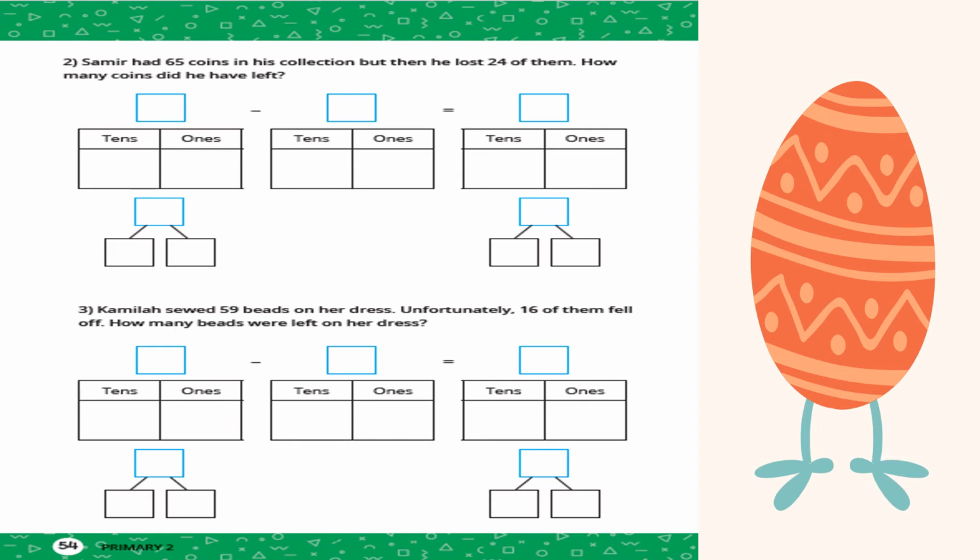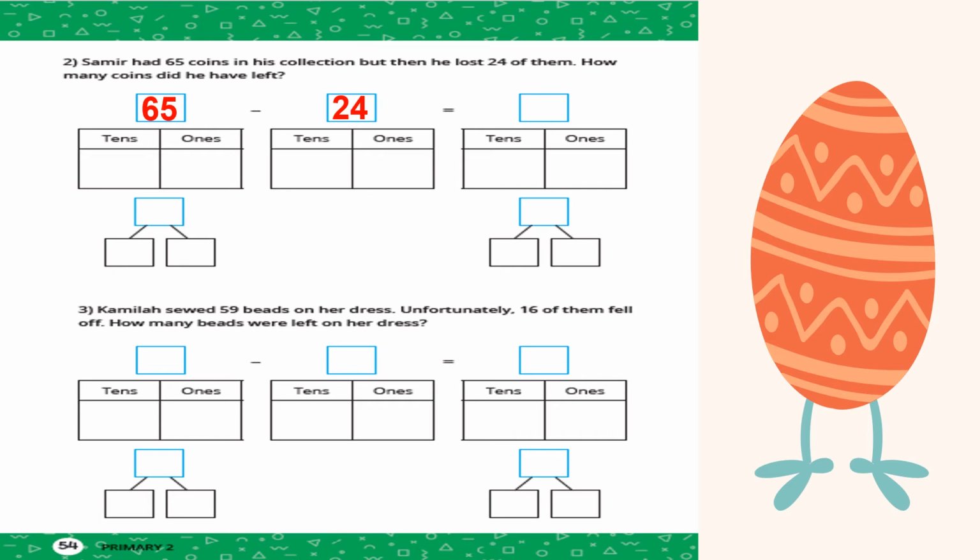Samir had 65 coins in his collection, but then he lost 24 of them. How many coins did he have left? Left is a keyword for subtraction. So 65 minus 24. Let's start with ones. 5 minus 4 equals 1.